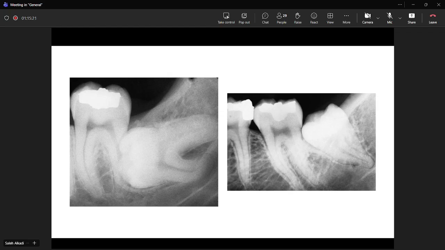You can see here, for example, on the left-hand side, fused roots. So conical fused roots make the extraction easier. On the right-hand side, you can see roots diverging in different directions, big roots, big distal roots. This creates difficulty in extraction.